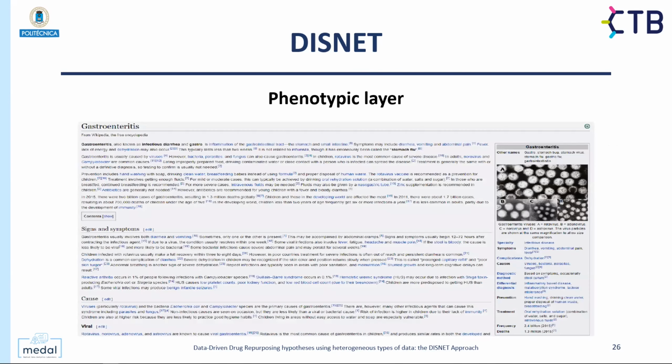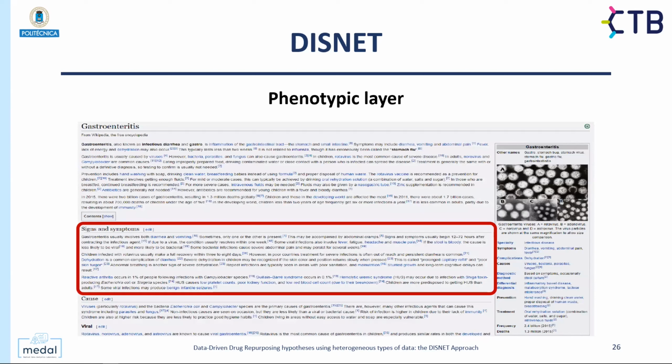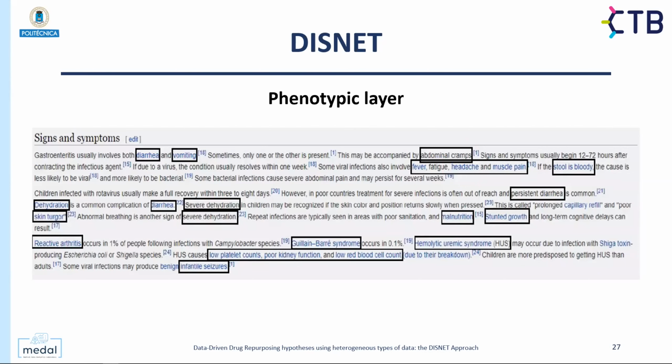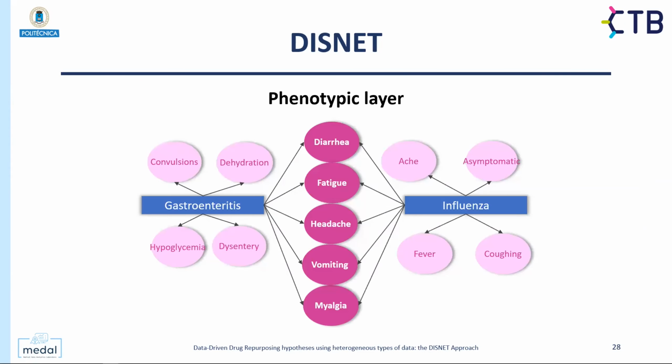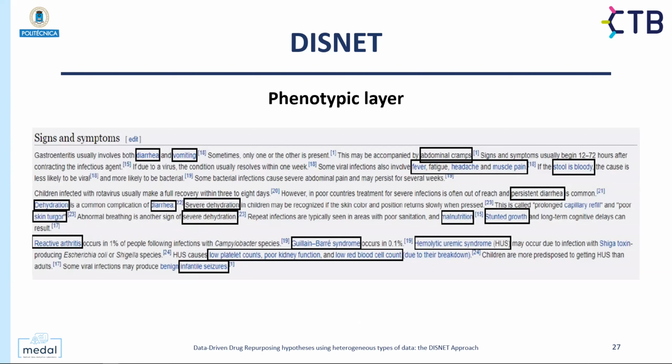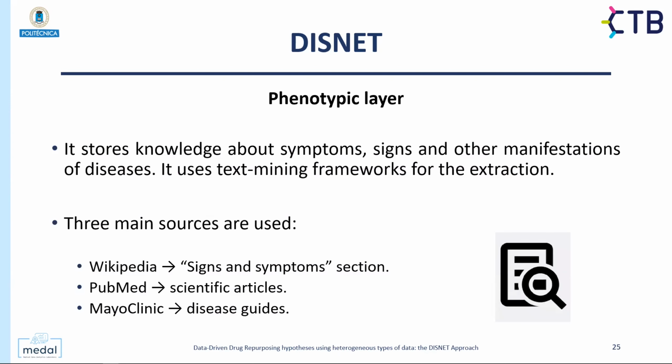So what we do basically is go to the Wikipedia webpage and select a specific section of the text, signs and symptoms and many others that are related, and with this we get the information about the symptoms. With this information, we can create something like this: two diseases with the symptoms that are in common and the symptoms that are disjoint. And we apply this every 15 days to Wikipedia, to PubMed, and to Mayo Clinic. Well, PubMed is not every 15 days because it's much larger, but Wikipedia and Mayo Clinic are every 15 days.